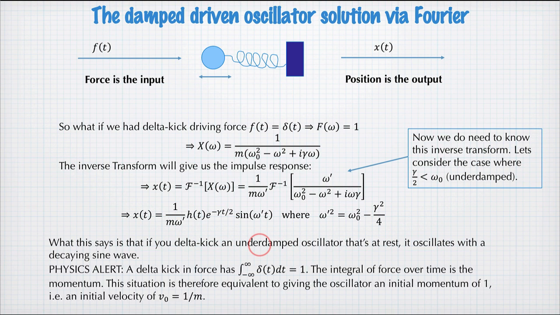But here's a physics alert. A delta kick in force, so a force delta function, has an integral of 1. And the integral of force over time is the momentum. Therefore, what we're doing when we give it a delta kick is we're giving it 1 unit of momentum.